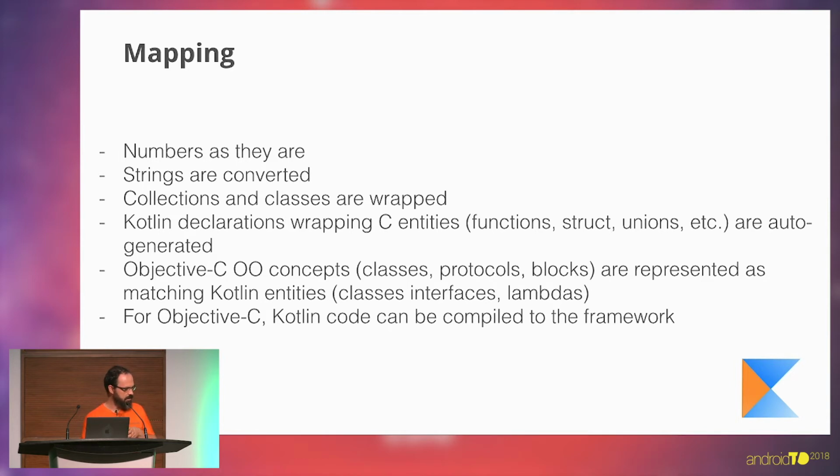Something interesting, I think, is that the Objective-C OO concepts, such as classes, protocols, and blocks, are represented in Kotlin in matching entities. So in Kotlin, a class is obviously a class. A protocol would be an interface when it goes into Kotlin Native, and a block would go into a lambda.